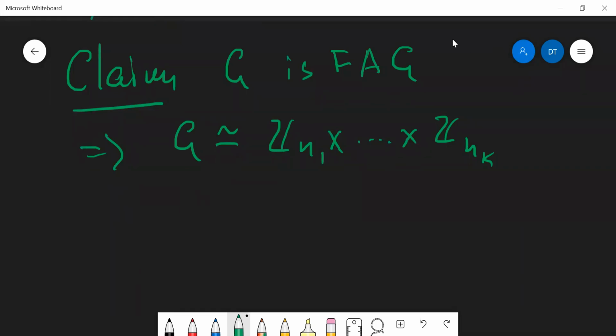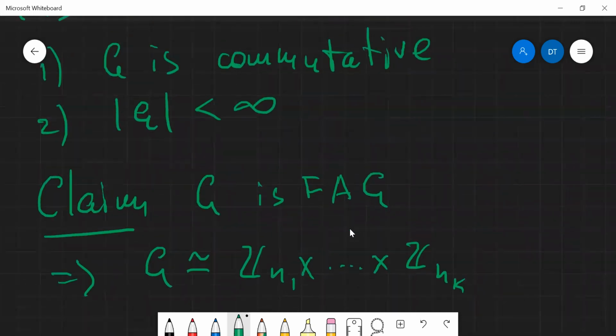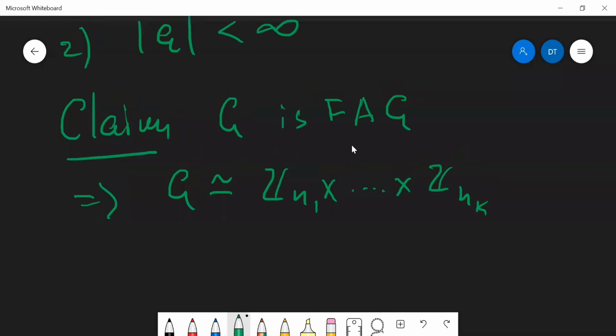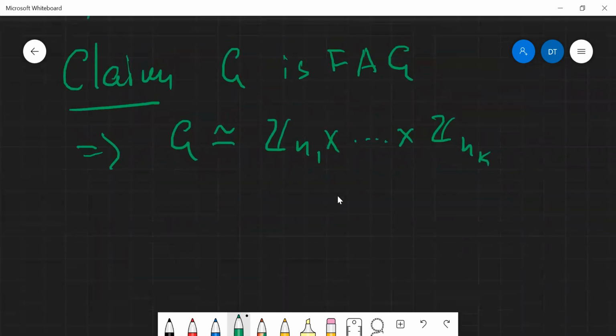Can you repeat, please, what is FAG? Finite abelian group. Oh, thank you very much. Yeah, it's just for convenience in order to save my time and your time. Acronyms are very useful when you need to save your time.